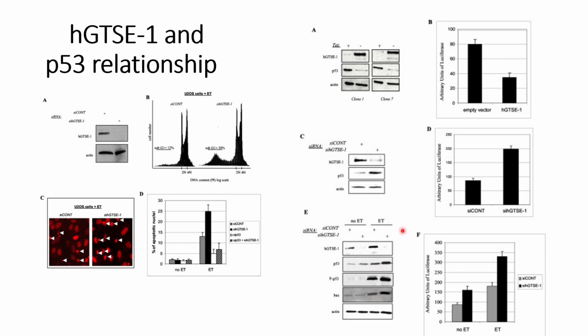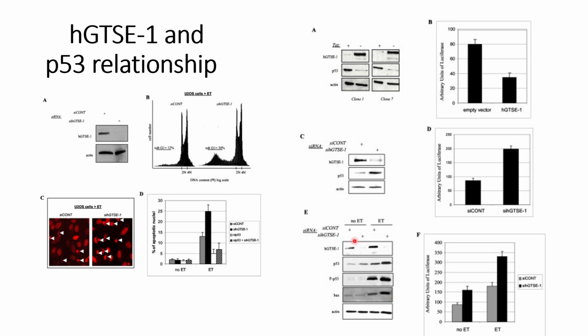And when they treat the cells with silencing RNA of hGTSE and artificially introduce DNA damage or stress condition through this ET, they can see the reduction in the amount of hGTSE because of the silencing RNA, and the phosphorylated p53 levels are increased compared to the previous case. And also the phosphorylated p53 levels are further increased compared to the control case, and the production of Bax protein is also increased compared to the control case.